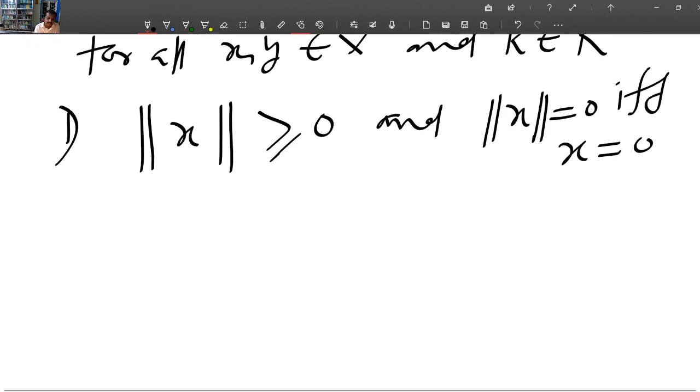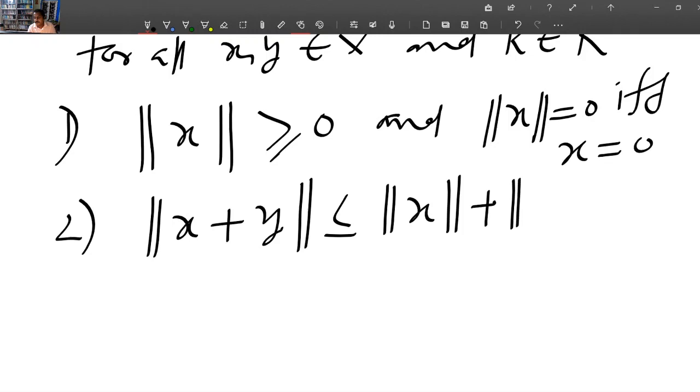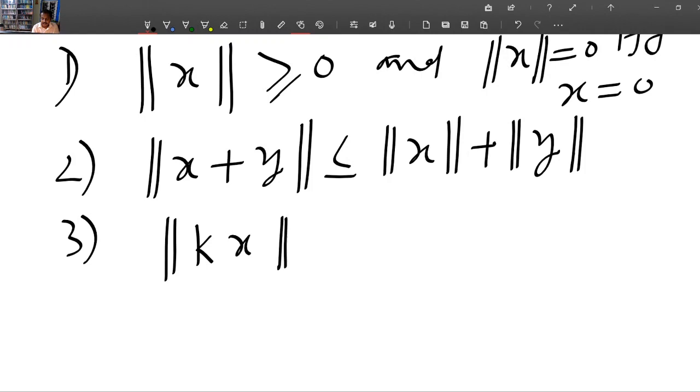The second condition is famously known as the triangle inequality: norm of x plus y is less than or equal to norm of x plus norm of y. And the third condition is norm of k times x is equal to modulus of k times norm x.